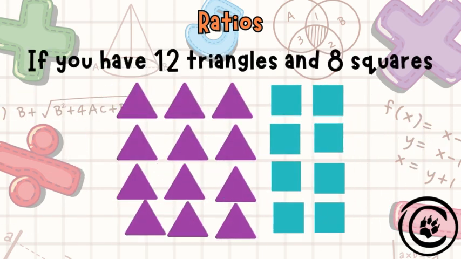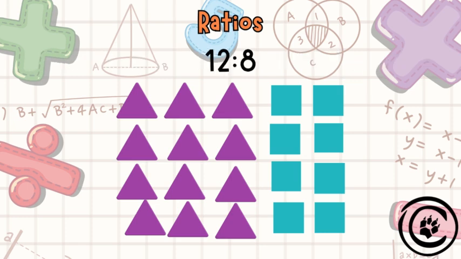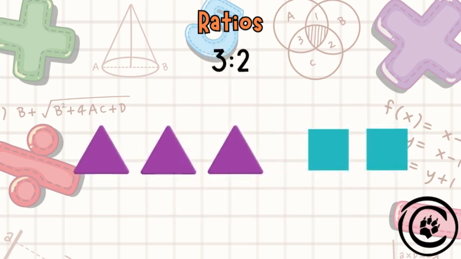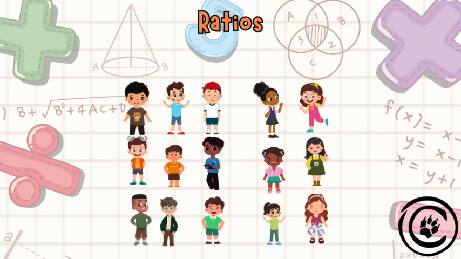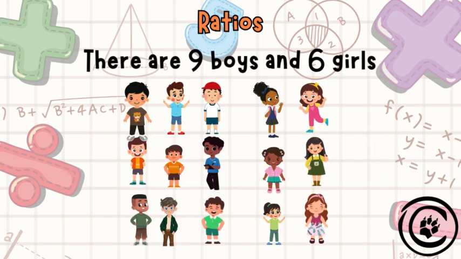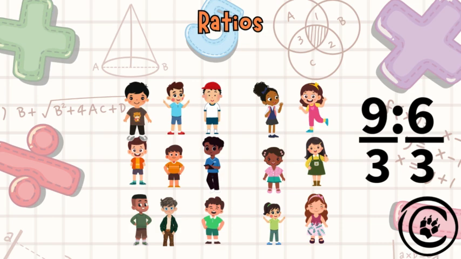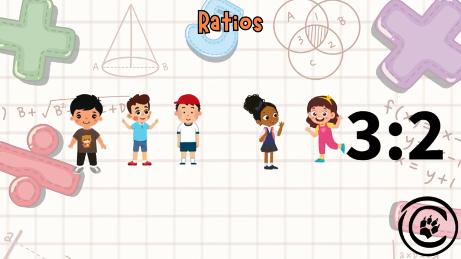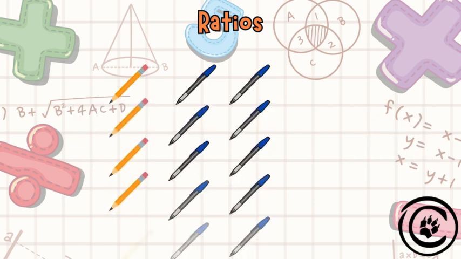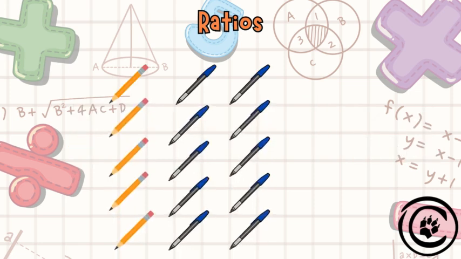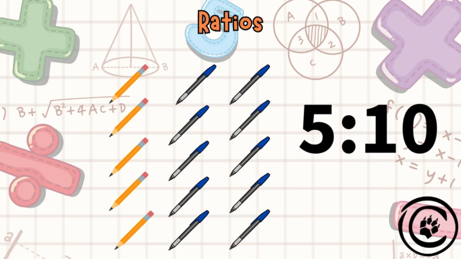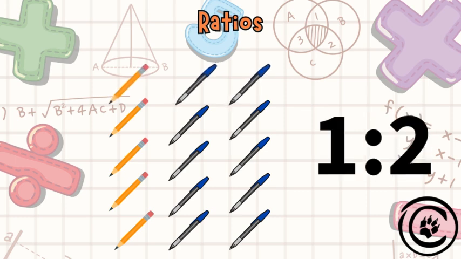If I have 12 triangles and 8 squares, my ratio is 12 to 8. If I simplify, the ratio is now 3 to 2. If I have 9 boys and 6 girls, my ratio is 9 to 6. If I simplify it, it will be 3 to 2. I have 5 pencils and 10 pens. My ratio is 5 to 10. Simplified, 1 to 2.